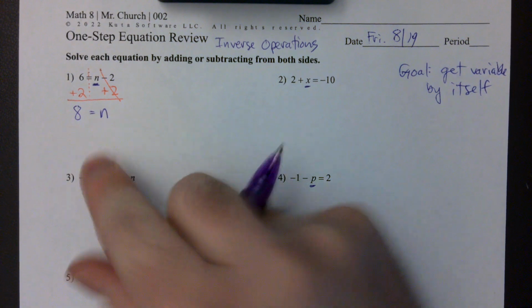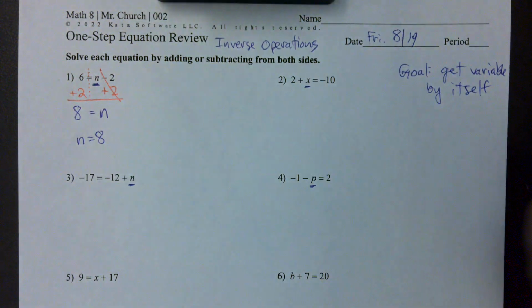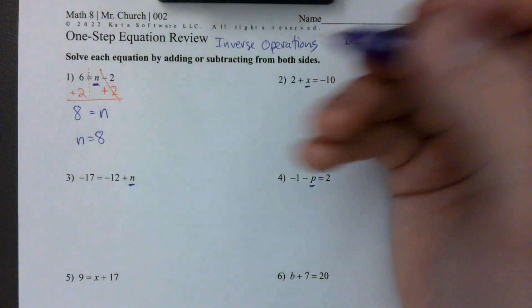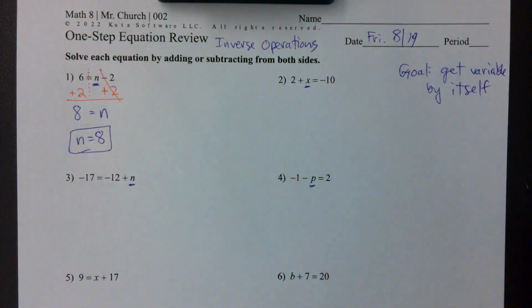I had some people asking, do we have to flip it around to n equals 8? No, you don't have to. It's the exact same answer, and I know what you mean either way. So n equals 8, or you can keep it as 8 equals n. Either way, you're going to be good.